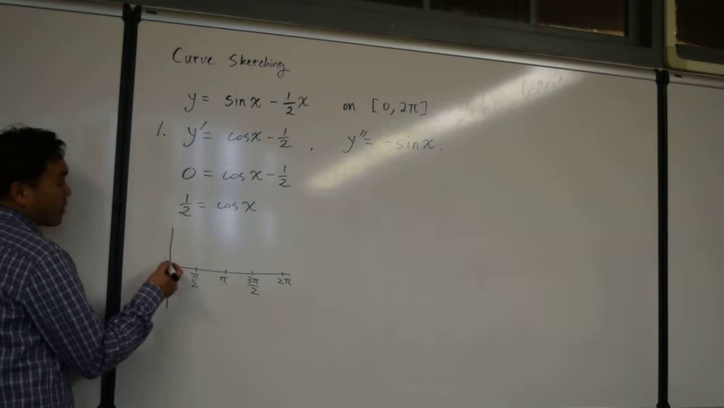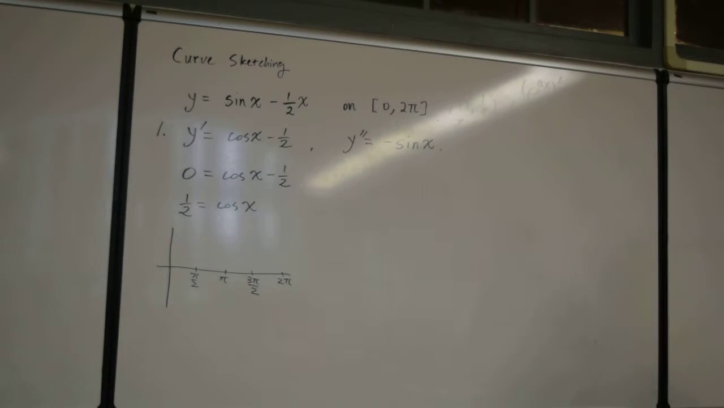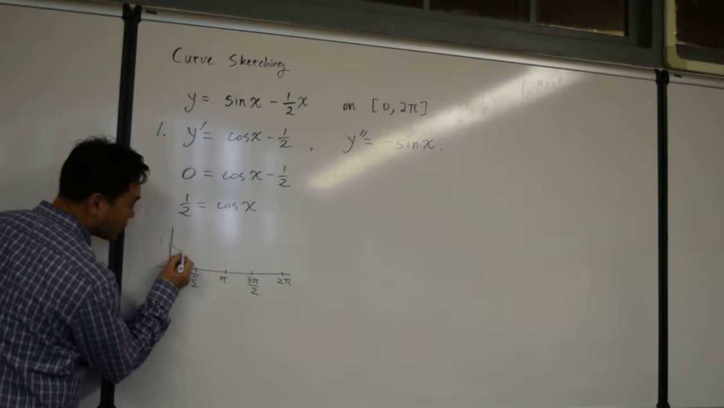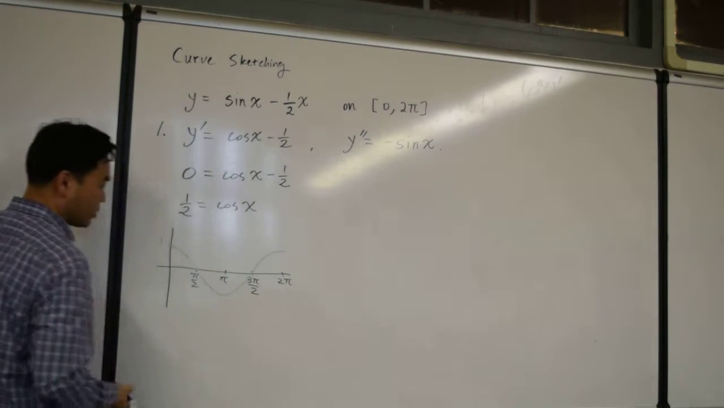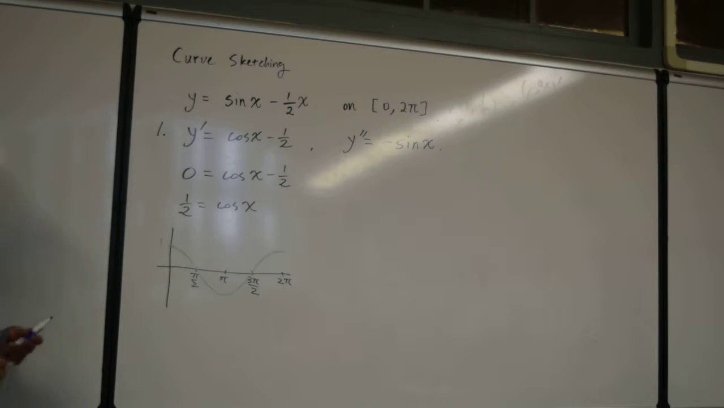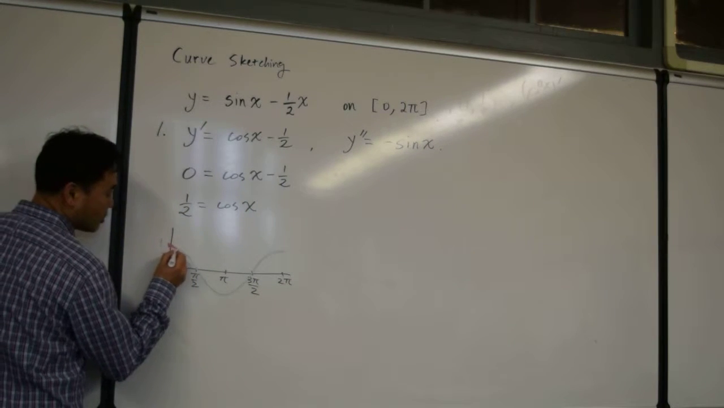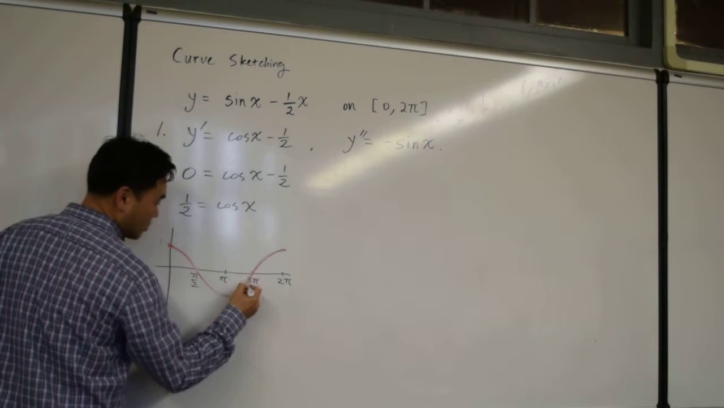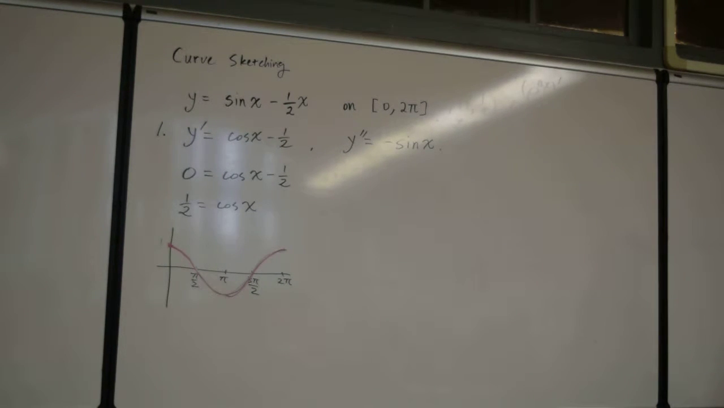Now on here, the graph of the cosine is blue, starts from 1, passes through here, goes up. So that's the graph. Use the red. So it starts from 1, 0, negative 1, 0. So that's the graph of cosine of x.